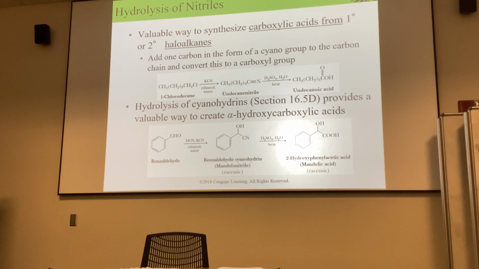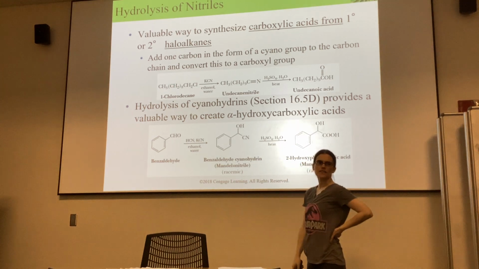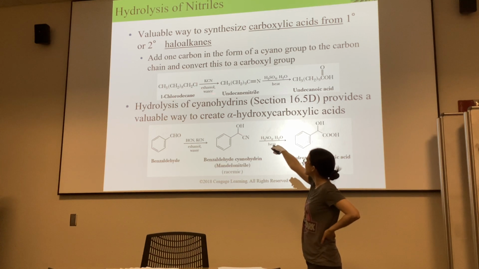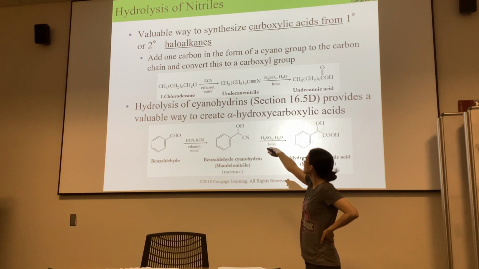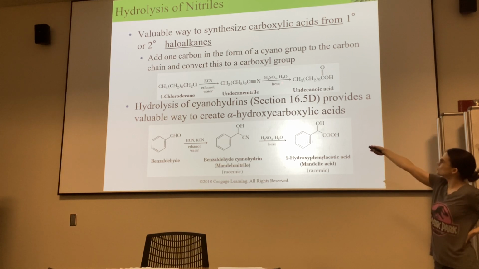Hydrolysis of nitriles is a really valuable way to synthesize carboxylic acids from primary or secondary haloalkanes, right? Because if we've got a primary or secondary haloalkane, so we've just got a normal alkane and there's a chloride on there or another halogen, we can do KCN, so just cyanide ion, in ethanol and water, and we make a nitrile.